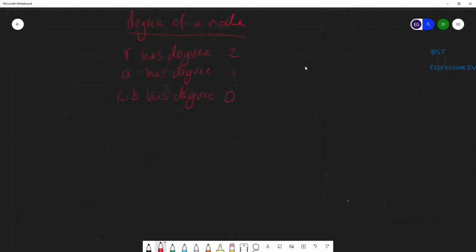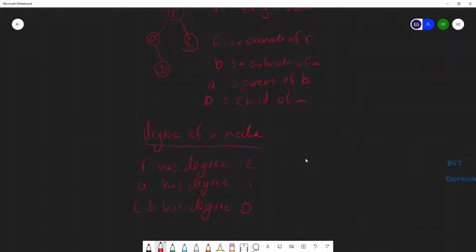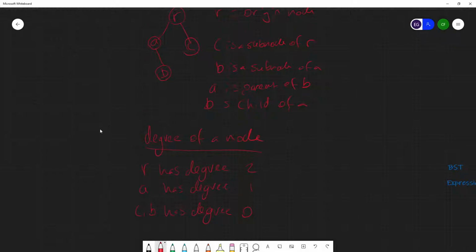So I'll just quickly go over that again while that's on your screen. So degree of a node, R has degree 2 because it has 2 edges coming off it. A has degree 1 because it has 1 edge, namely B, coming off it. And then B and C have no edges coming off them, so they have degree 0.